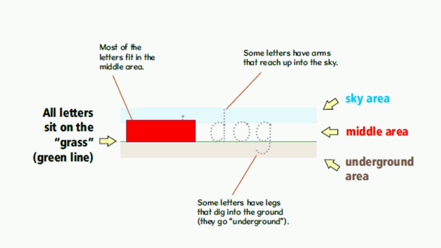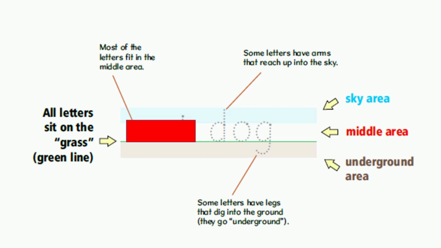Now let us see how to write letter D in your 4 lines note. So as we have seen earlier, the topmost area is called the sky area, the middle area is called the middle area, and the lowermost area is called the ground area. And we named each line. Do you remember that? Yes, the first line is called the sky line, the second line is called the middle line, the third line is called the grass line, and the fourth line is called the ground line.